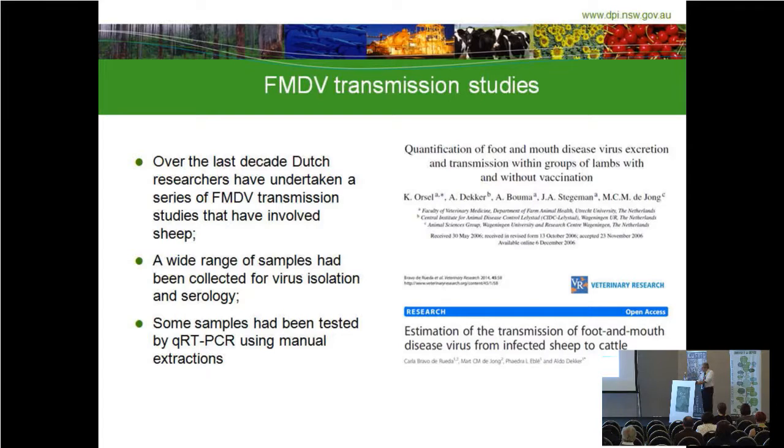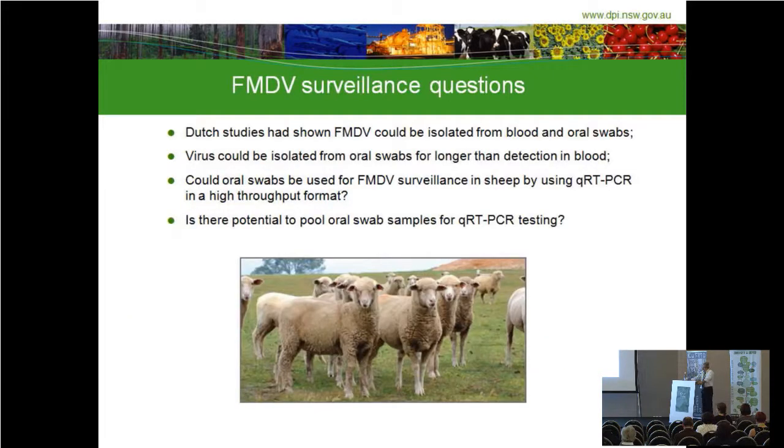And so in one of these projects, they'd shown that you could detect FMD in oral swabs by virus isolation. They'd undertaken a limited amount of real-time PCR. And so I actually sent an email to our dear colleague Aldo Decker and said, Aldo, have you looked at these swabs in a high throughput format like we would use for surveillance of avian influenza or any other endemic disease, and is there any potential to look at pooling of these samples?